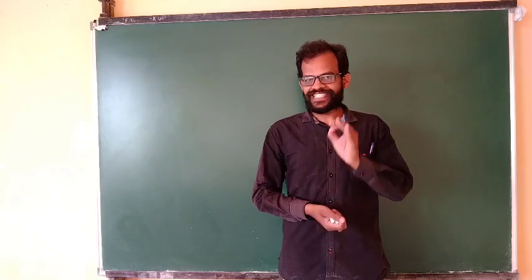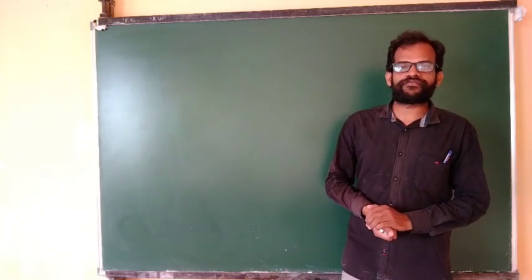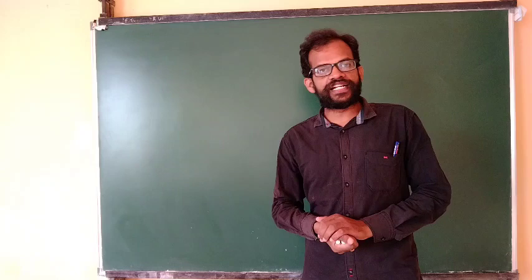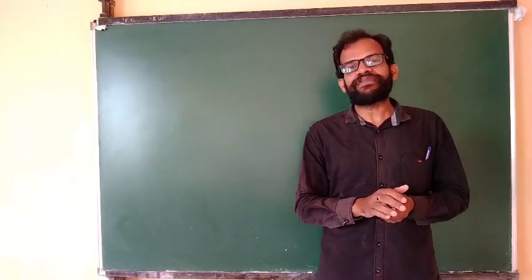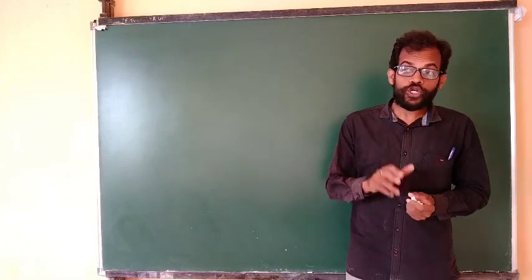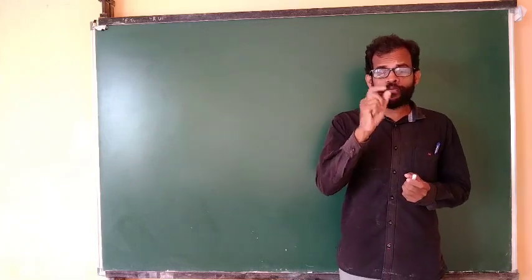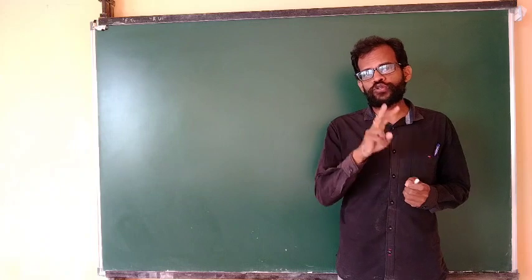Yesterday we already started with locomotion and movement, the second part. What is the second part of locomotion and movement? It is the human skeleton system. The human skeleton system consists of how many bones? 206 bones. The human skeleton system is divided into two types.